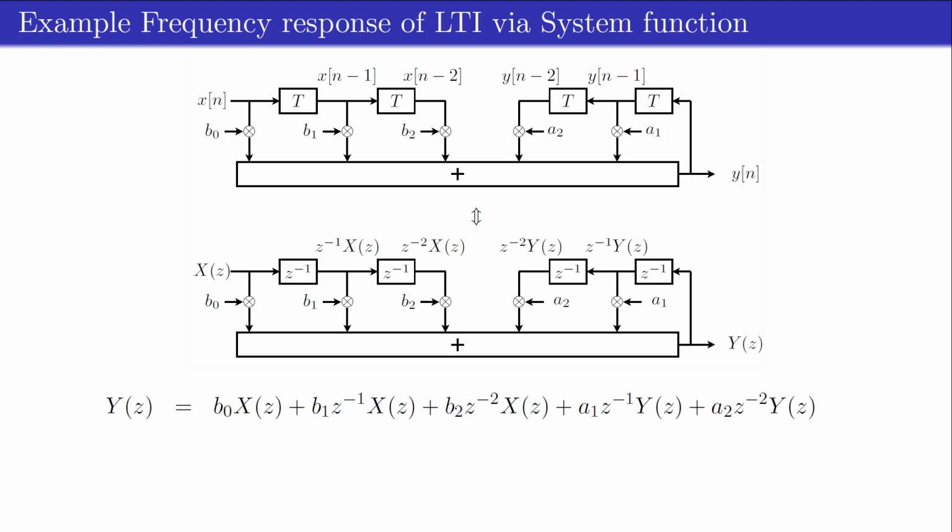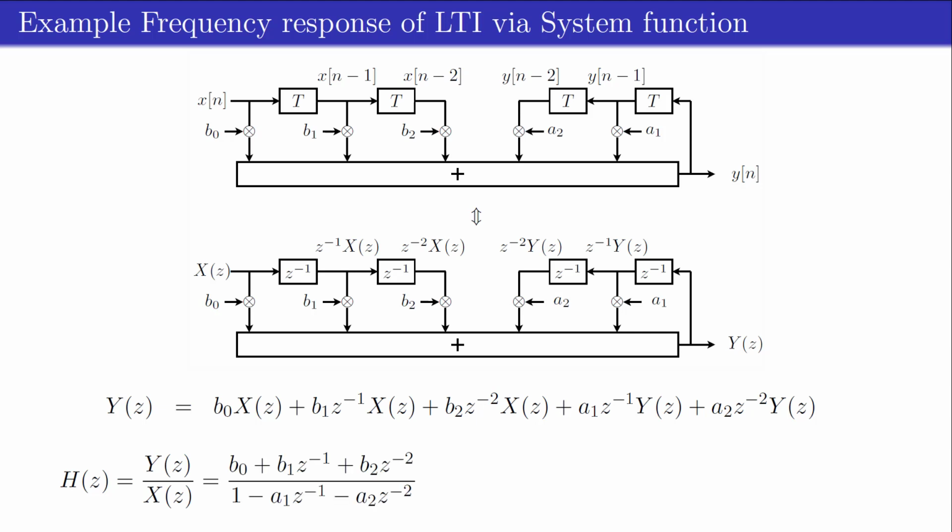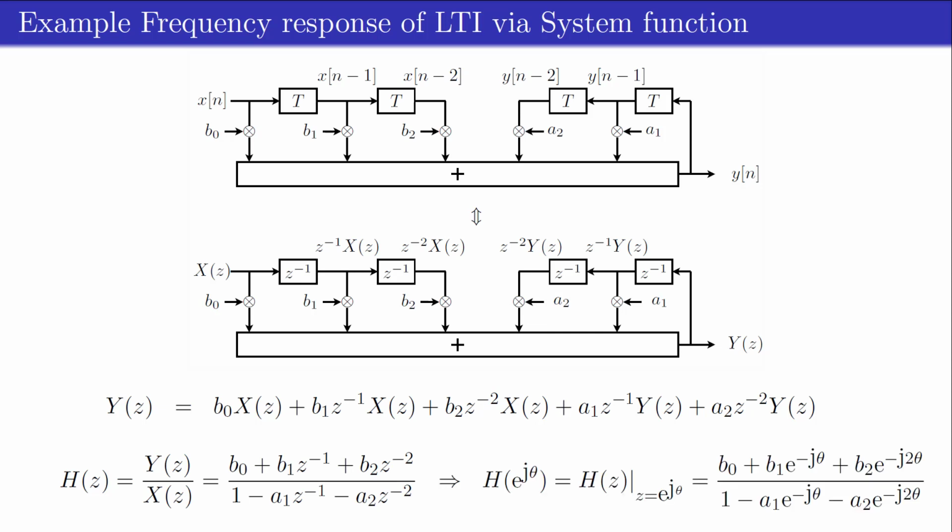The signal flow graph representation in the Z domain results in a simple algebraic expression between the input X(z) and the output Y(z). As mentioned before, we can find the system function H(z) by dividing Y(z) by X(z), which leads in this example to the given expression. Evaluating this expression around the unit circle leads to an expression for the frequency response H(e^{jθ}) of the given signal flow graph.